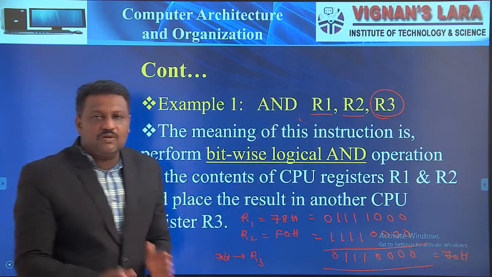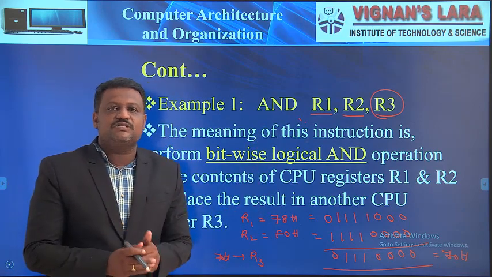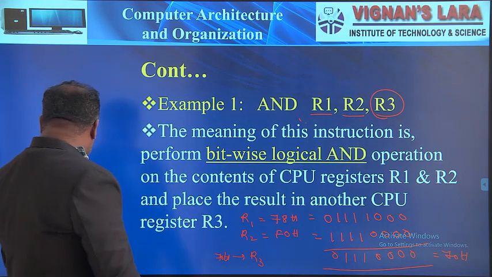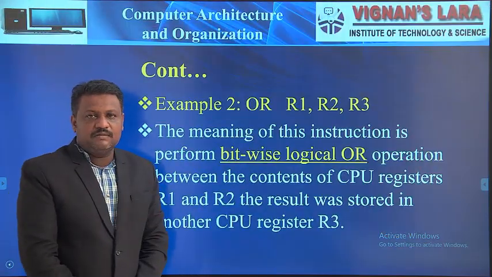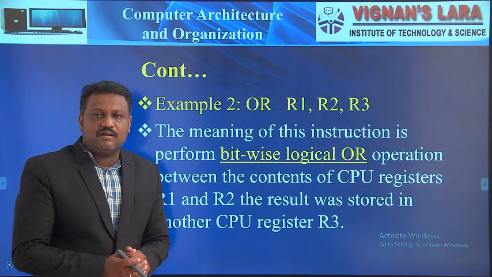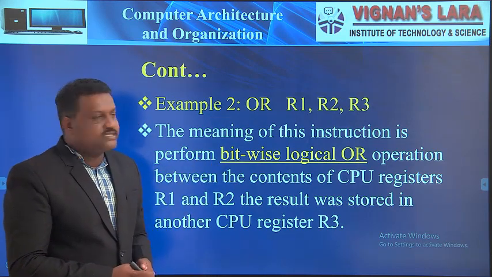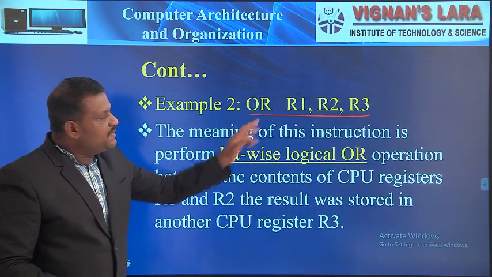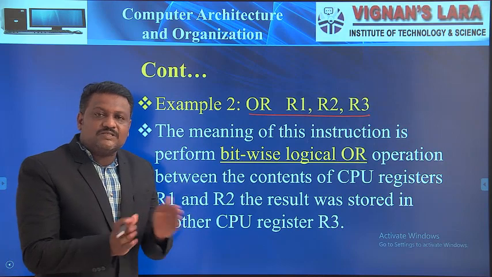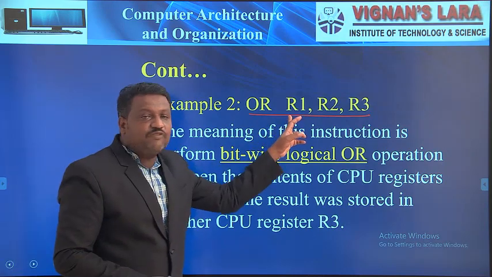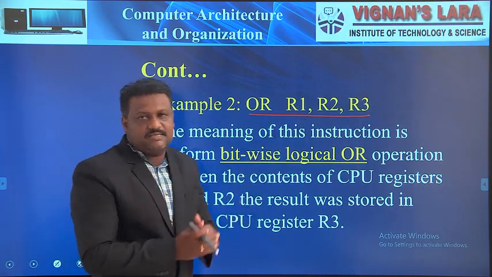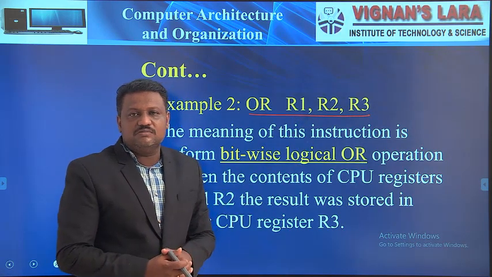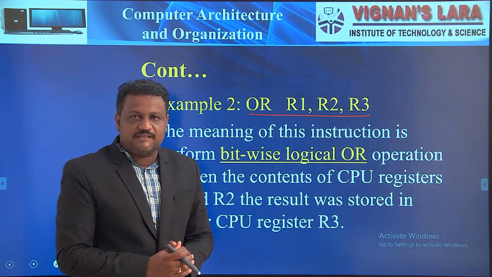So, like this we can do logical AND in the computer system with the help of this particular instruction. Similarly, I can go for another example of how a system can perform logical OR. This is my example instruction: OR R1, R2, R3. The meaning of that one is do logical OR between the content of R1 with R2 bitwise. After completion of logical OR, the result is stored onto another CPU register R3.